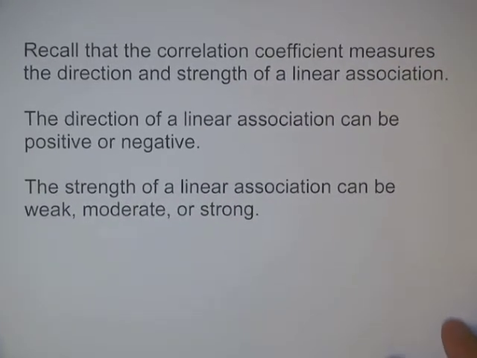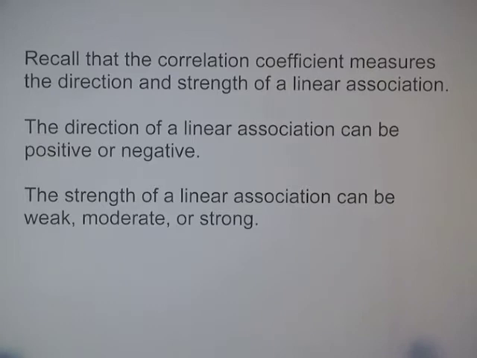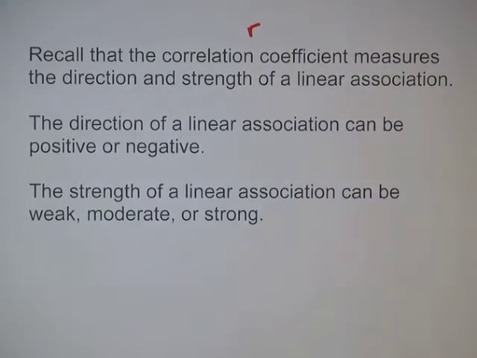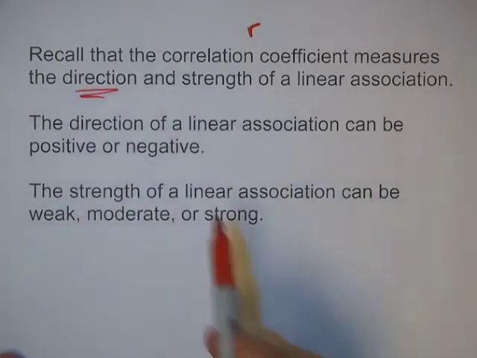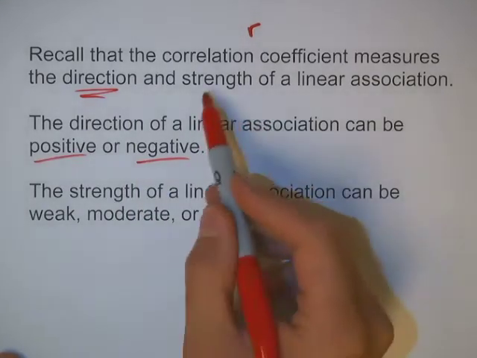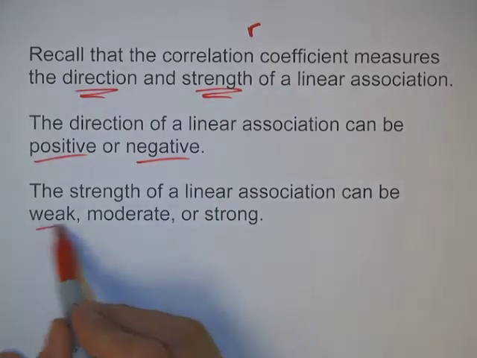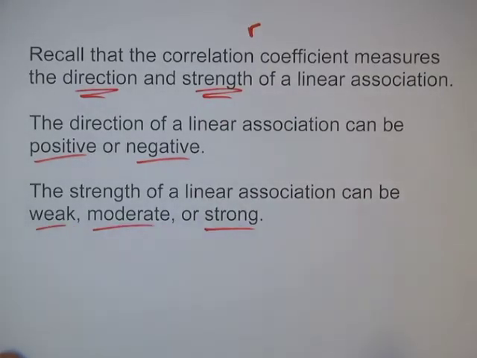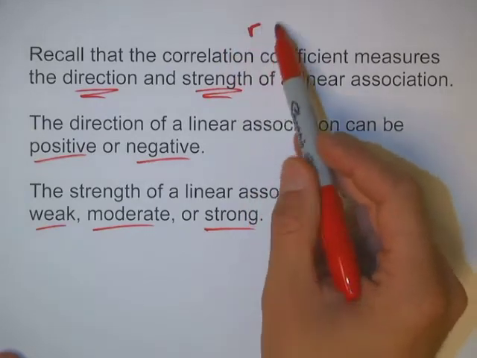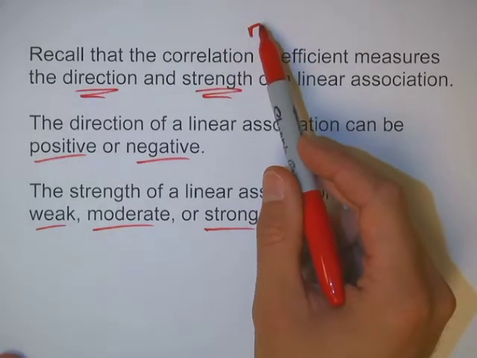Let's recall the correlation coefficient is abbreviated as R, and that measures the direction and the strength of a linear association. Remember that the direction of a linear association is positive or negative, and the strength can be weak, moderate, or strong. Now that you have some experience calculating R, you want to be able to interpret R.